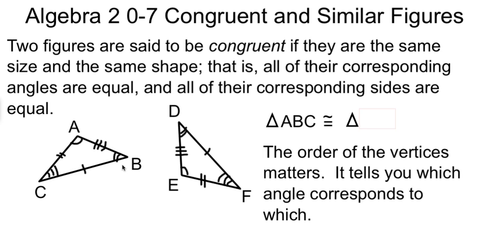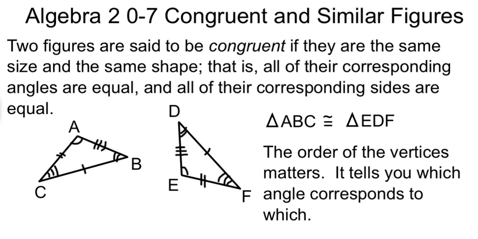B is marked with 2 marks, so it must go with D, which has 2 marks. And then C and F each have 3. So ABC is congruent to EDF. And this is the symbol for congruent: equals with a little squiggle on it.